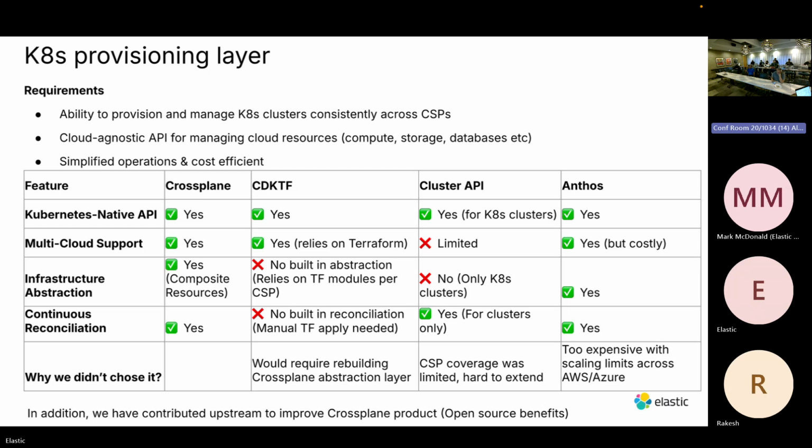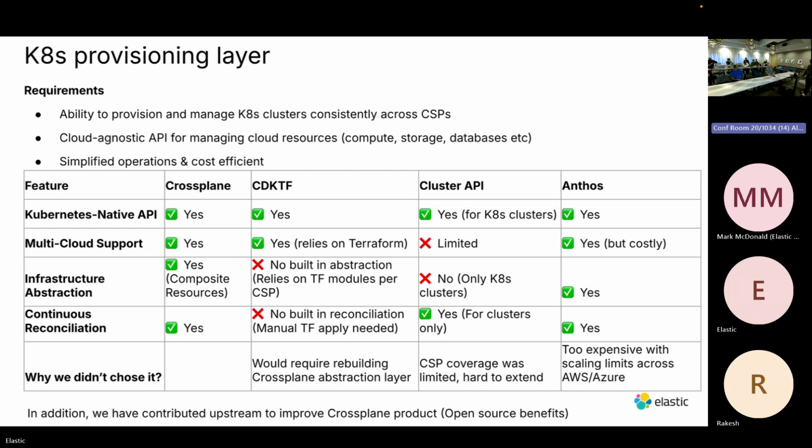but when we created this table, it made life much simpler for everyone to understand. And in addition, we have contributed a bunch of features to improve the Crossplane product, because not a lot of companies are using Crossplane to build Kubernetes across the 3 cloud providers. So we are able to improve the open source product as well as take advantage of how we build abstraction on top of it.